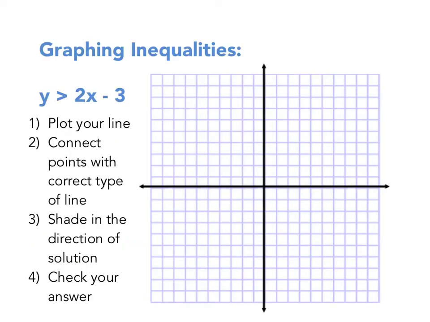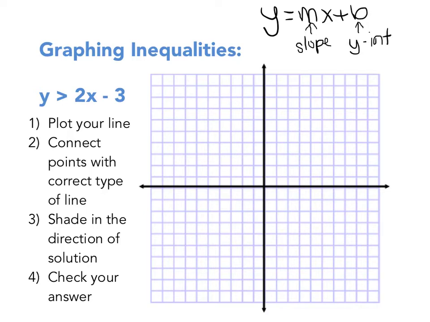So you have your steps right here. Very important to write them down. And also make sure you draw a coordinate plane in your notebook. And we have this inequality, y is greater than 2x minus 3. Now let's just go back to y equals mx plus b real quick. Remember that m is your slope, and b is your y-intercept, and that's how we can graph.